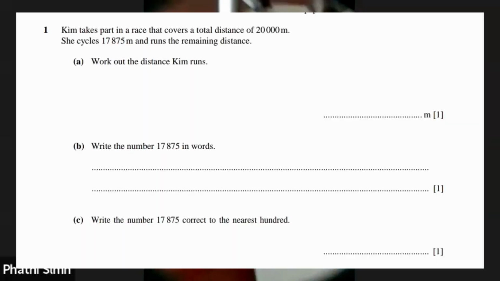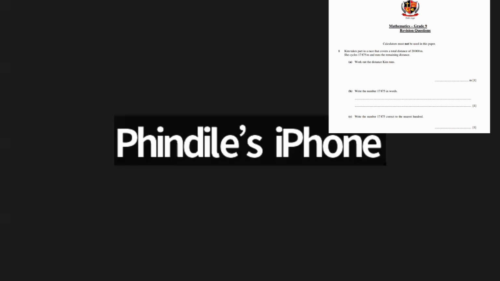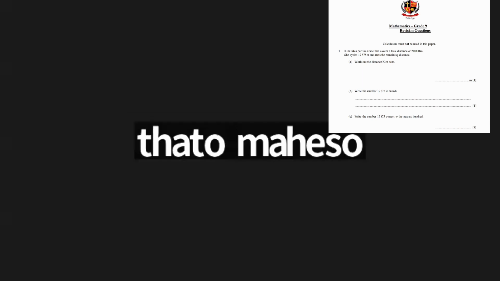Our first question is, Kim takes part in a race that covers a total distance of 20,000 meters. She cycles 17,875 meters and runs the remaining distance. It says work out the distance Kim runs.